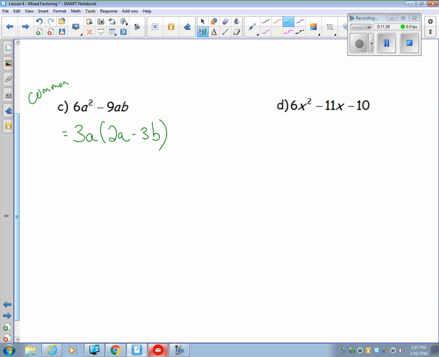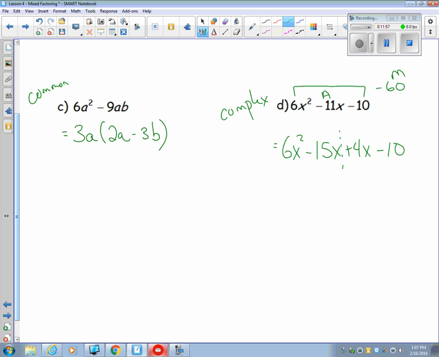All right, D. Look at these 3 things. No common factors. Can't divide them by something. Count my terms. There's 3 of them. The number at the front has a number in front of it. That tells me this is a complex. This is a long one. 6 times negative 10, negative 60. What adds and multiplies? Numbers that work: negative 15 and positive 4.